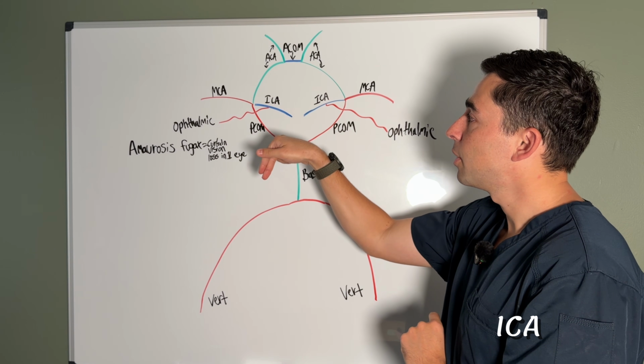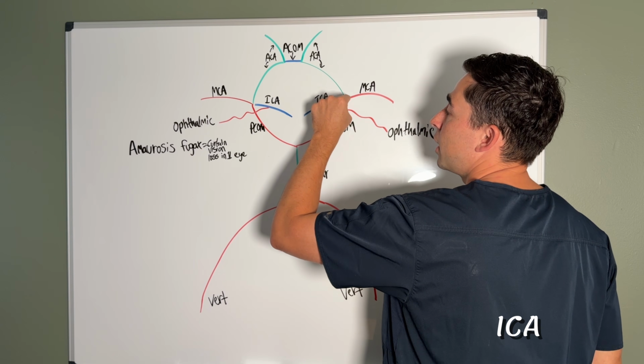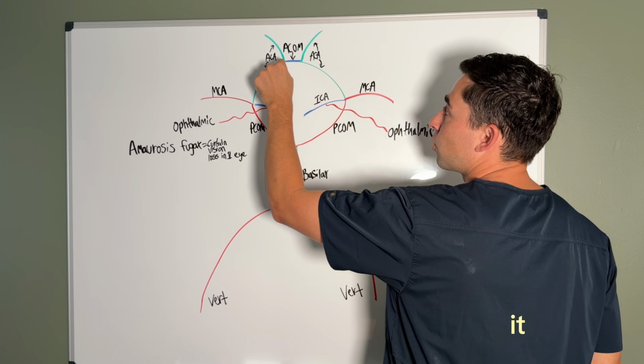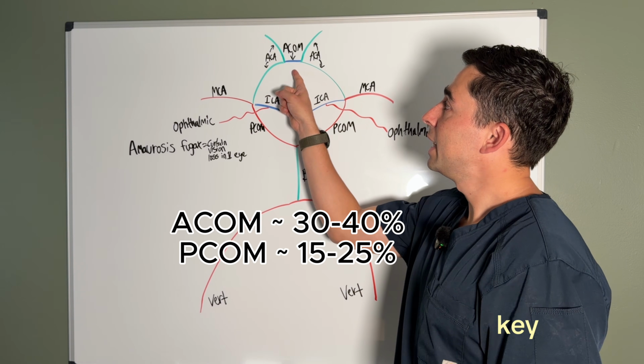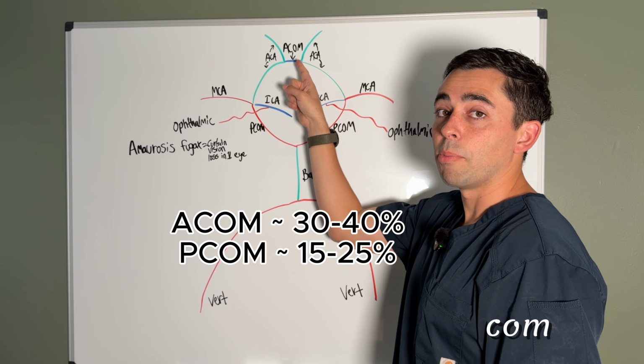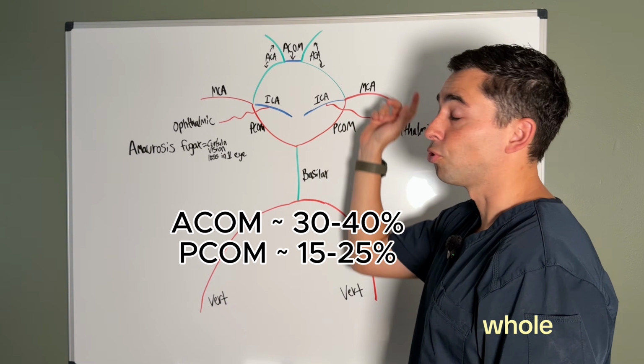So say this ICA was cut off, so you have no blood supply to your MCA or ACA over here. Well, this ICA pumps the blood, it goes to the ACA, and then it crosses the ACOM and supplies blood to the other half of the brain. The key thing to remember about the ACOM is that this is where there is most likely to be an aneurysm within the whole circle.